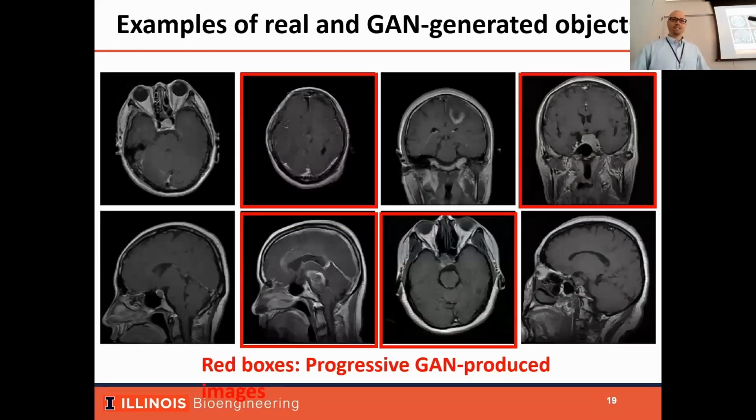Here are some examples of images from a GAN that we trained in my lab using brain MRI images. The images in the red boxes are the GAN-generated images, and the other ones are the actual real measured images. Again, you can see the visual quality seems pretty impressive. Maybe a professional radiologist could pick out the fakes, but to many of us, it would be hard to distinguish between the real images and the fakes. When I say fake, I mean the GAN-generated images.